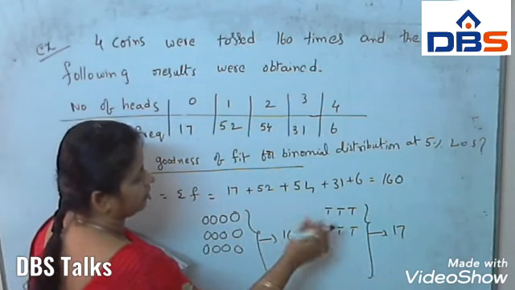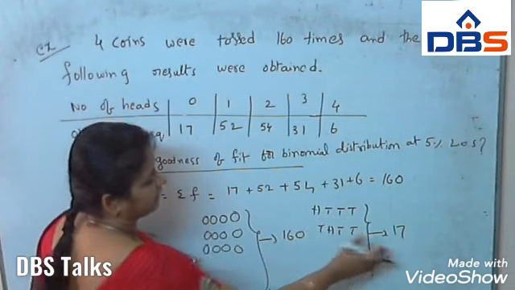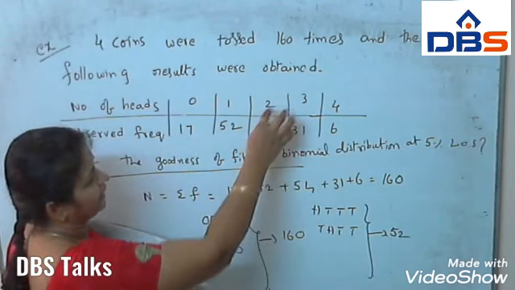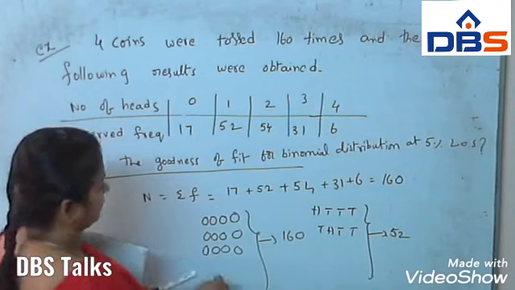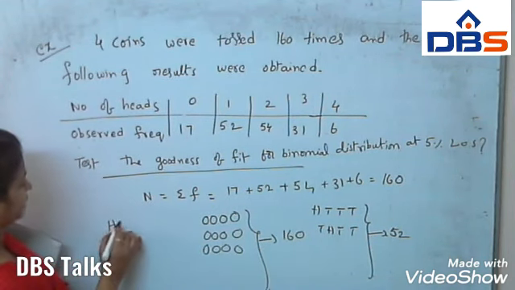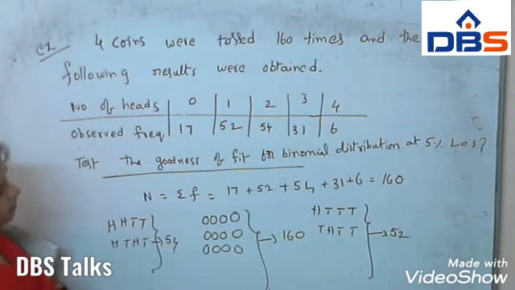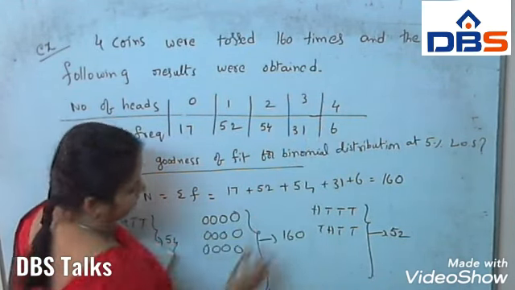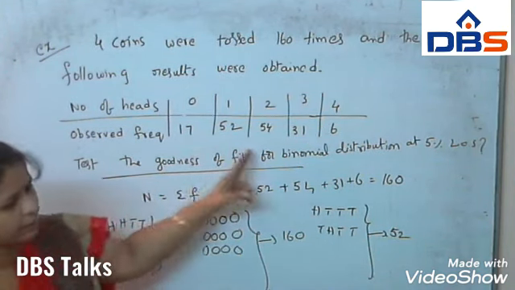1 head: HTTT, THTT, like this we got 52 times. And 2 heads we got 54 times. 2 heads means HHTT, HTHT, like this. 2 heads we got 54 times. And 3 heads we got 31 times. 4 heads we got 6 times. So these are the observed values given in the table.